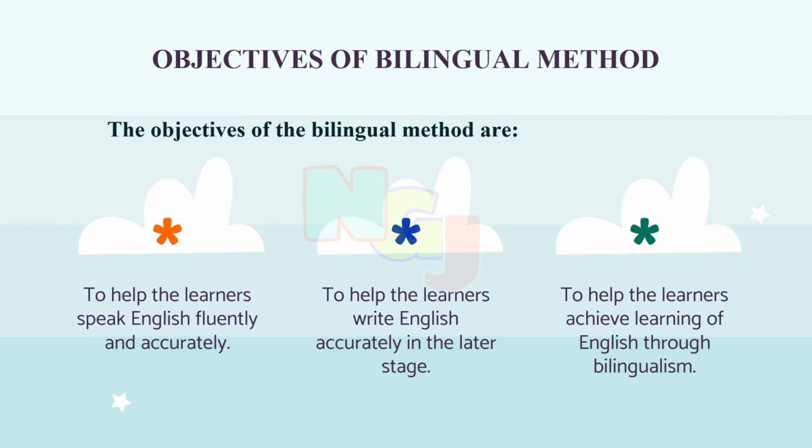Let us see what are the objectives of the bilingual method. In the bilingual method, it helps the learners to speak English fluently and accurately. It also helps the learners to write English accurately in the later stage. It also helps the learners achieve learning of English through bilingualism. So these are the objectives of the bilingual method.